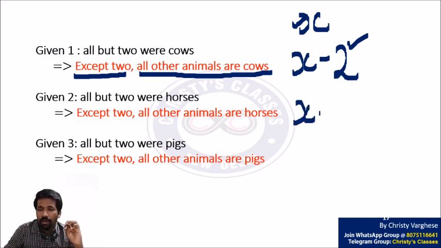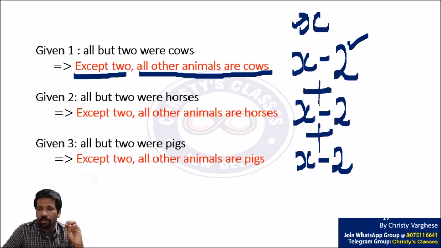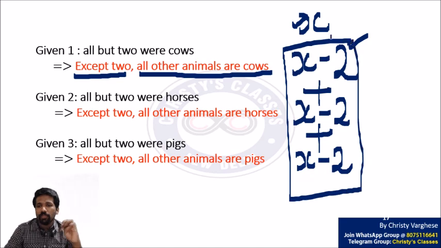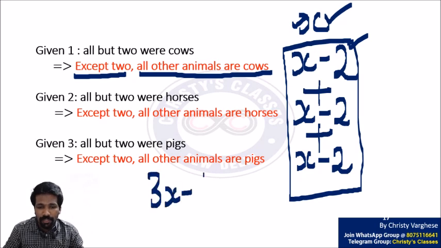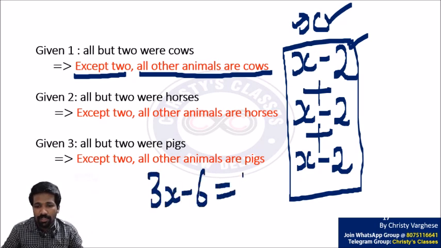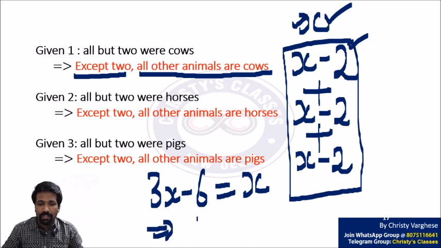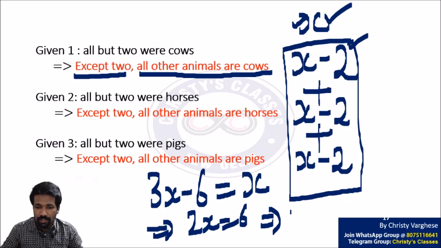In the same way, all but 2 were horses means x minus 2 horses. All but 2 were pigs means x minus 2 pigs. Now these 3 added, you should get the total number of animals. So this is the equation you can make: x minus 2 plus x minus 2 plus x minus 2 should be equal to x. Adding, you get 3x minus 6 equal to x, which means 2x is equal to 6. x is not 6, 2x is 6. That means x is equal to 3.